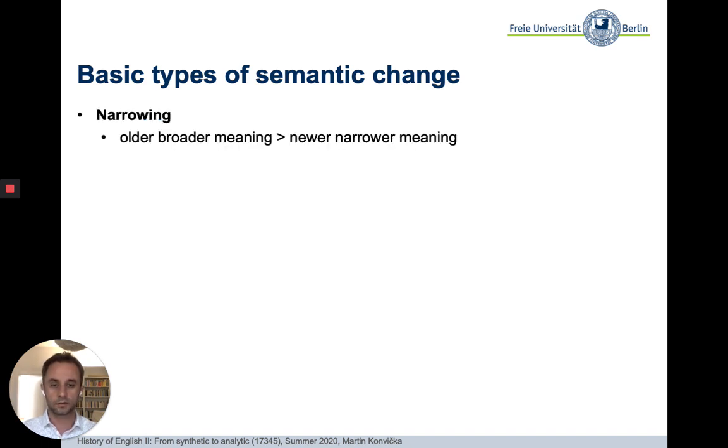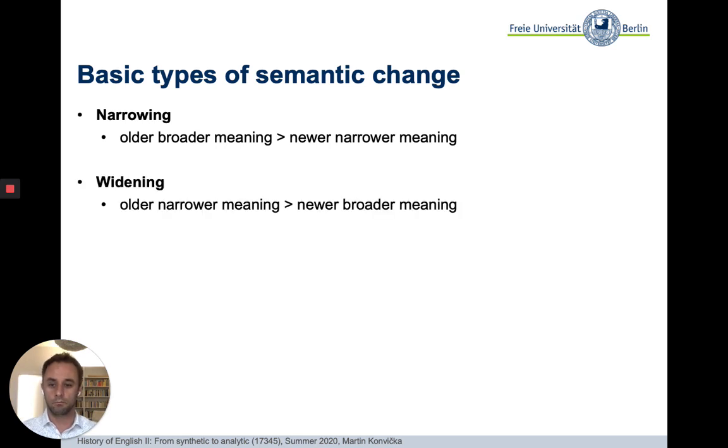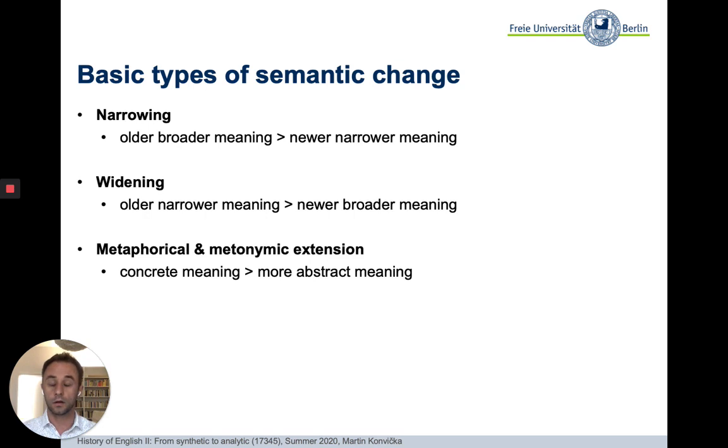So one possibility of what can happen with a word is that the older meaning of the word is more broad than the newer meaning, which is narrower, right? Or the opposite can happen, and the narrower meaning gets generalized so that the newer meaning is more broad than the old one. Another thing that can happen is a metaphorical or a metonymic extension, right? So you go, for example, from a concrete meaning to a more abstract meaning.